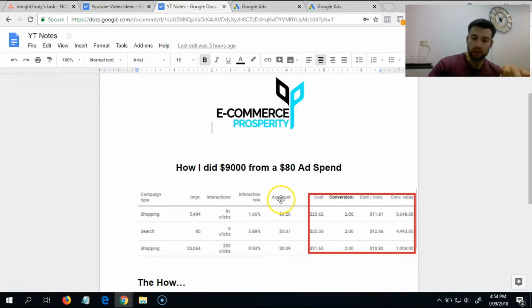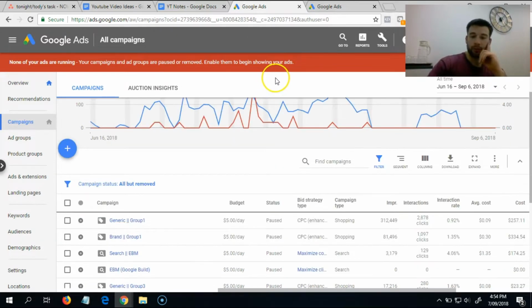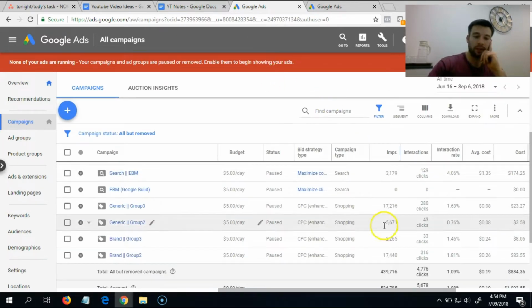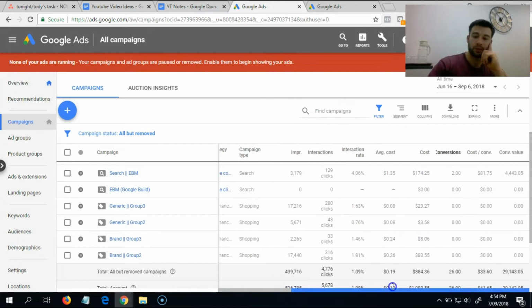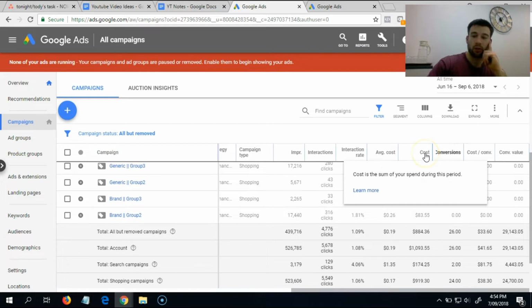of $80, I believe. Now if you think I am falsifying the screenshot, if you think it's fake, that's totally fine, because there is a lot of that out there online. So let me jump over to my Google Ads account and show you what I'm talking about. So if we pull it up here, there is the total cost, the sum spent during this period of time.